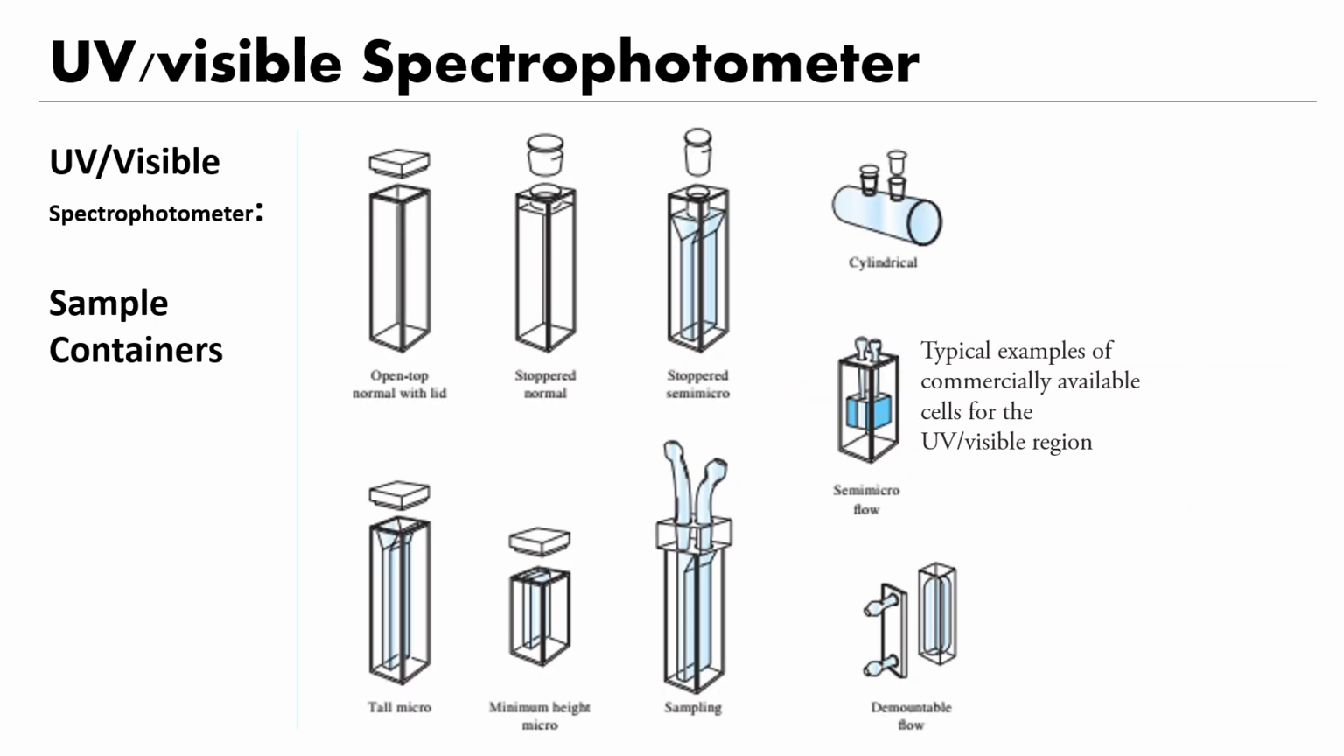In this figure you see various sizes of different types of cuvettes, and typically these are only for the UV visible region. This is an open top normal with lid. This is the stoppered cuvette. This is the stoppered semi micro cuvette. If you have less sample volume, then you can go for this semi micro cuvette, then cylindrical, tall micro, minimum height micro sampling. So these are the various types of cuvettes.